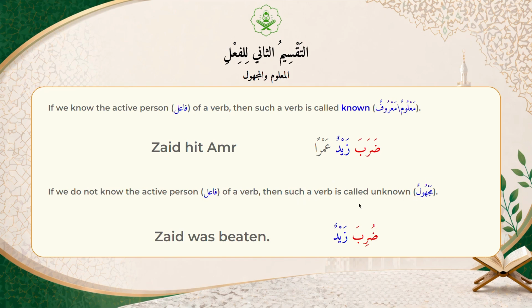And majhul is when we do not know the active person, the fa'il of the verb. In that case the verb will be called majhul, like ضرب زيد, Zaid was beaten. We do not know who beat up Zaid. ضرب means beaten. We do not know who did the action, so this kind of verb will be called majhul. One verb can have a ma'lum form and also a majhul form. We will learn about this in future lessons inshallah.